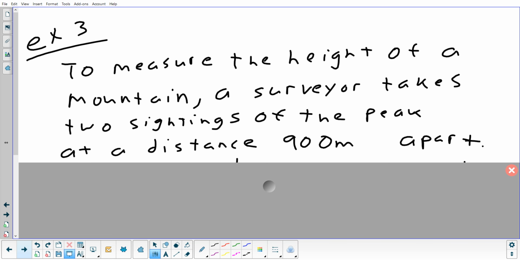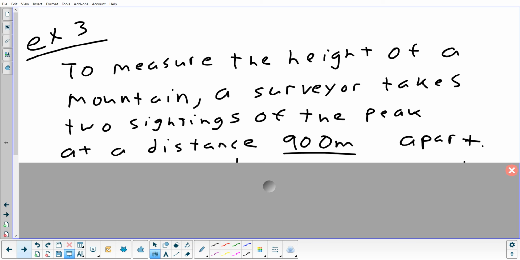Then, the surveyor is going to do it again. And the whole key is you're measuring the angle to the top of the mountain twice. And that's what's going to allow you to get the height of it. But you have to know how far apart each measurement was taken. That you have to know.